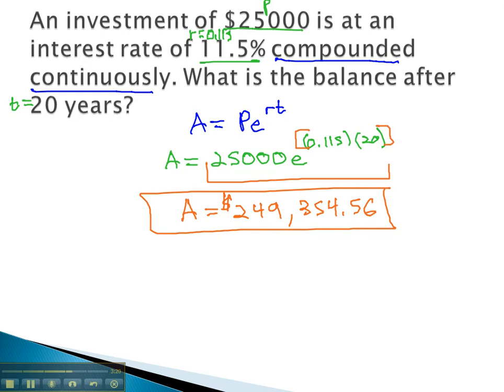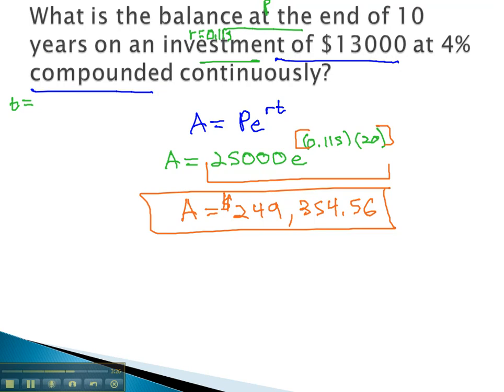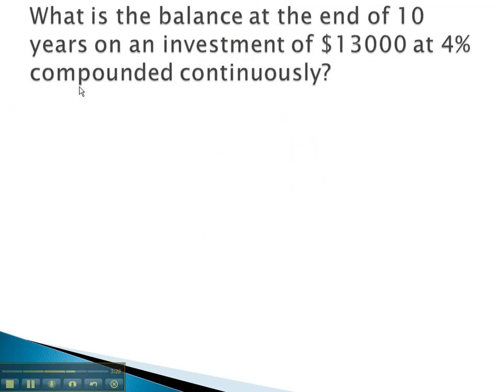Let's take a look at another example where we calculate the amount in an account after a certain amount of time has passed. In this problem, again, we see that key phrase, compounded continuously. This tells us to use the A equals Pe to the rt equation. We want to know the balance at the end of 10 years. This will be our time.